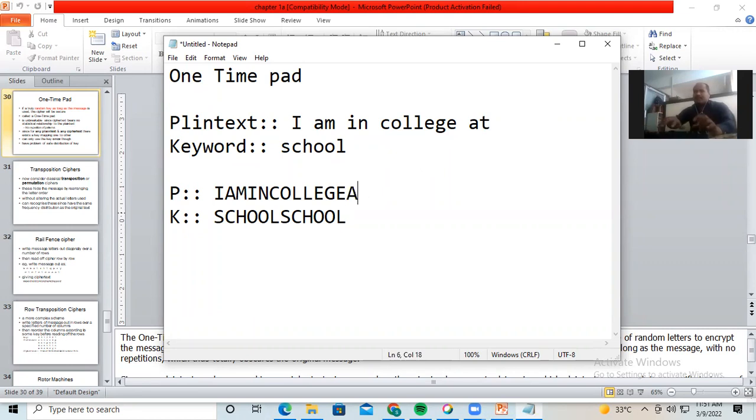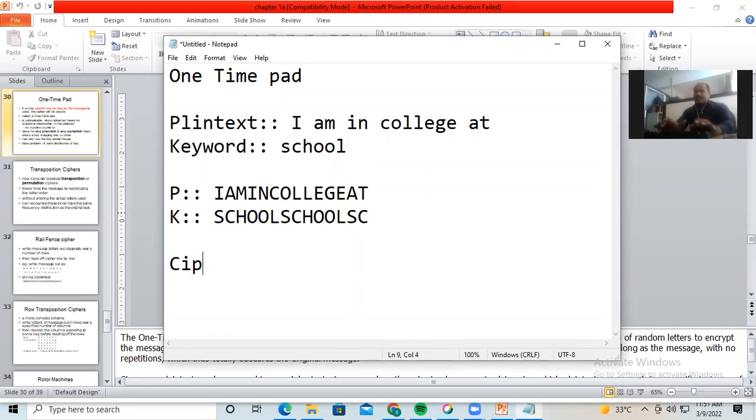Now suppose one more letter is there in the plain text. Again the two letters are there. Again I will repeat my key here. Again I will start with SC. Now it is going to end here. Okay. Means in that way we need to consider the plain text characters here.